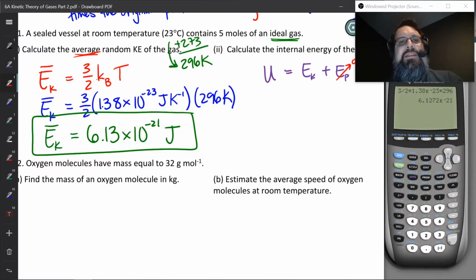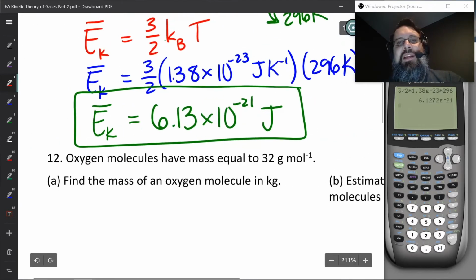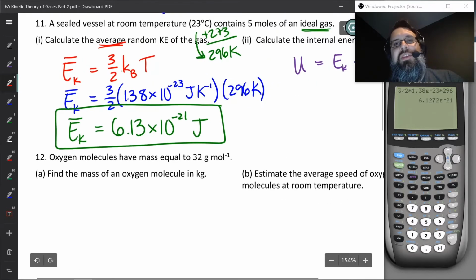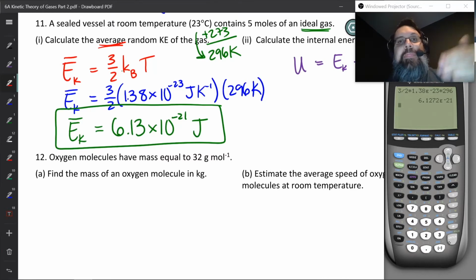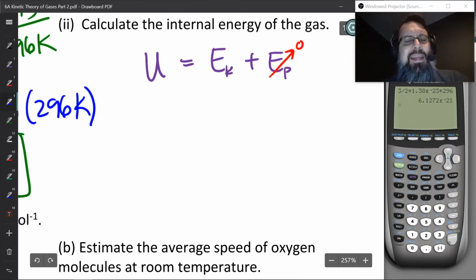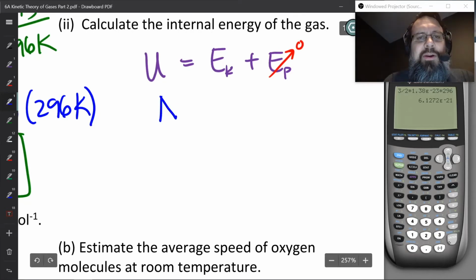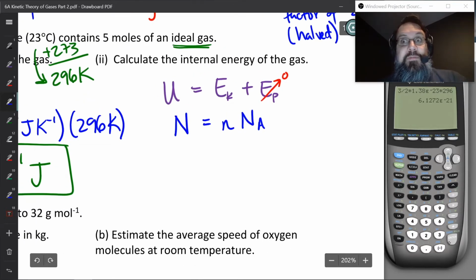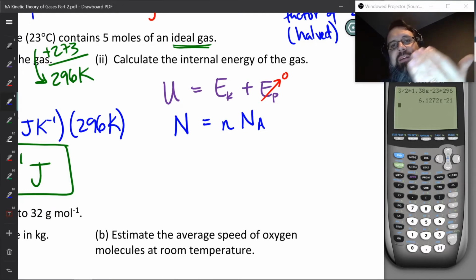So realize that this number over here, 6.13 times 10 to the negative 21 joules, that's the amount of energy that each molecule has on average. So what we need to do is multiply that times the number of particles that are in the sample. And the way to do that is remember that the total number of particles in the sample is the number of moles multiplied by Avogadro's number. We know the number of moles is 5, and then we just have to multiply by Avogadro's number, and that'll give us the total number of particles.